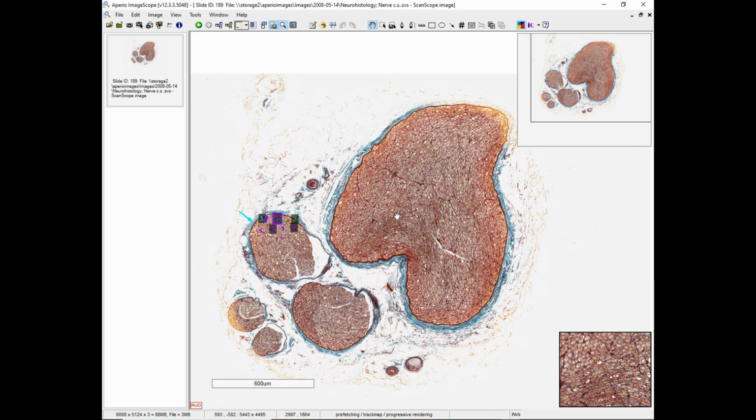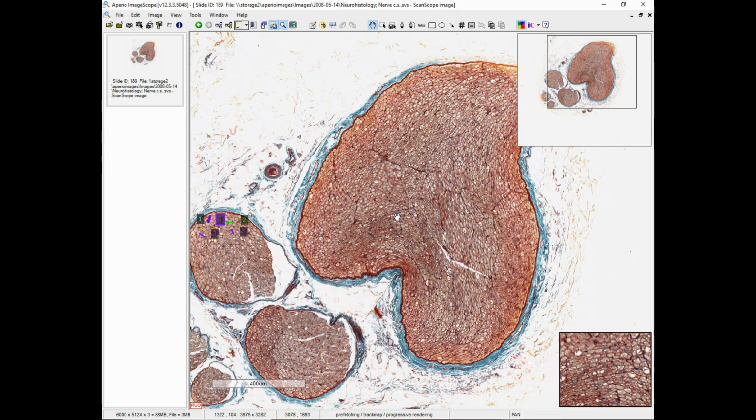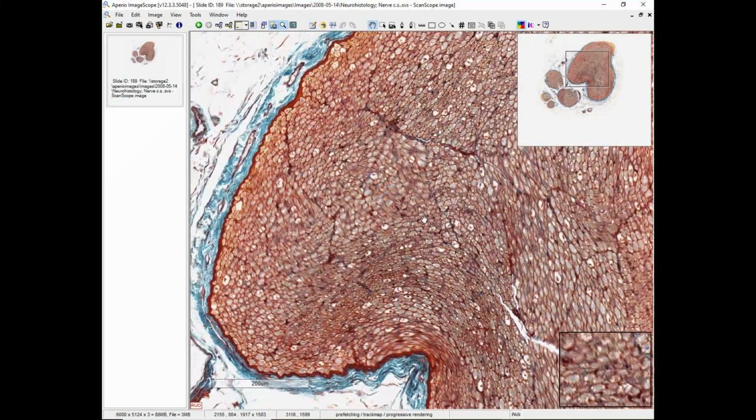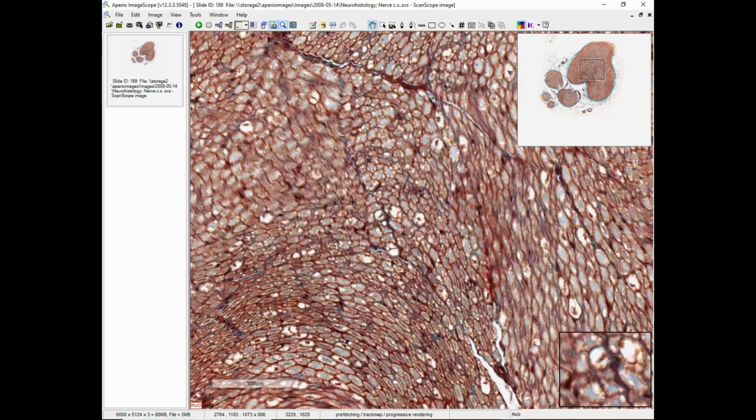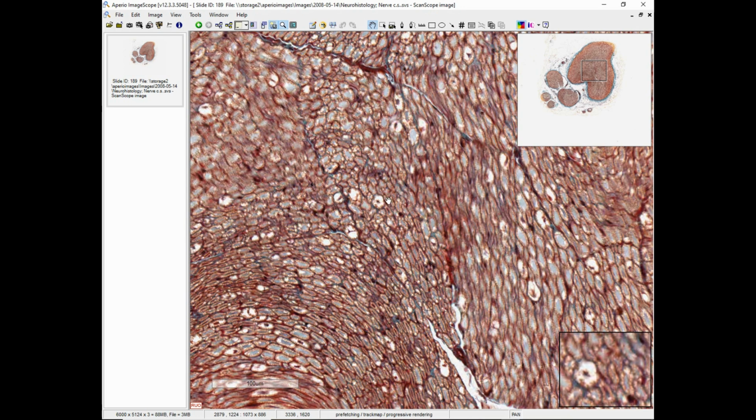Now the other thing that's important about this stain is that it's giving us a nice view of the myelin sheath and the interior of the cell. So if I look right here, we can see this circle with the bullseye right in the middle. The bullseye is actually an axon. And the surrounding area is where we have the myelin sheath laid down by the Schwann cell.